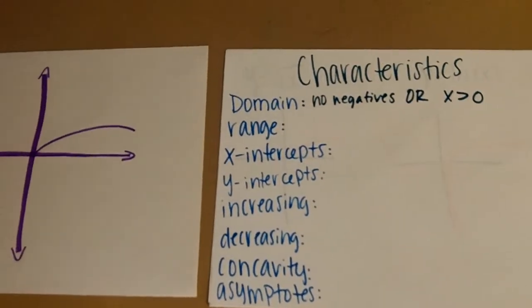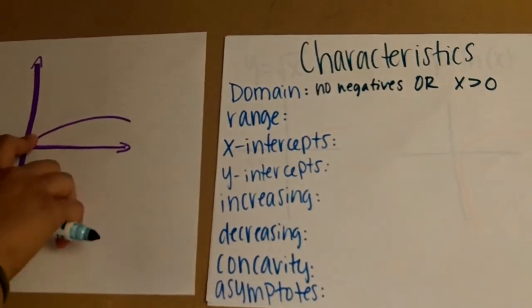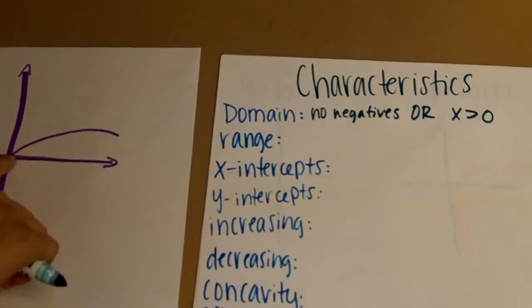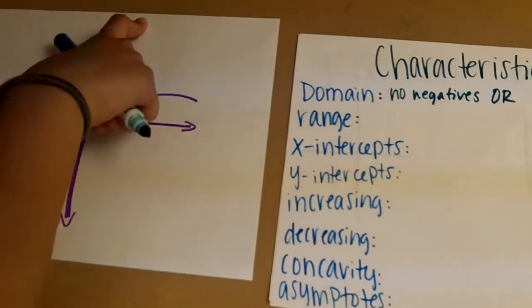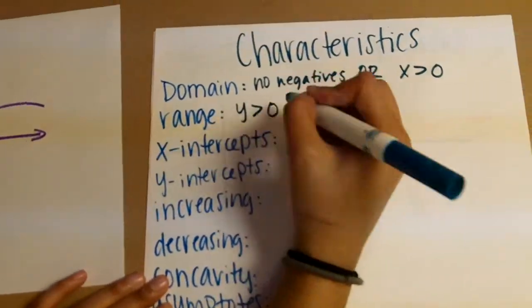Now the range, for the range, you can look at all the numbers that y can be, and if you notice, all numbers can be greater than 0. See? That way and this way. So we can just write it, y has to be greater than 0.